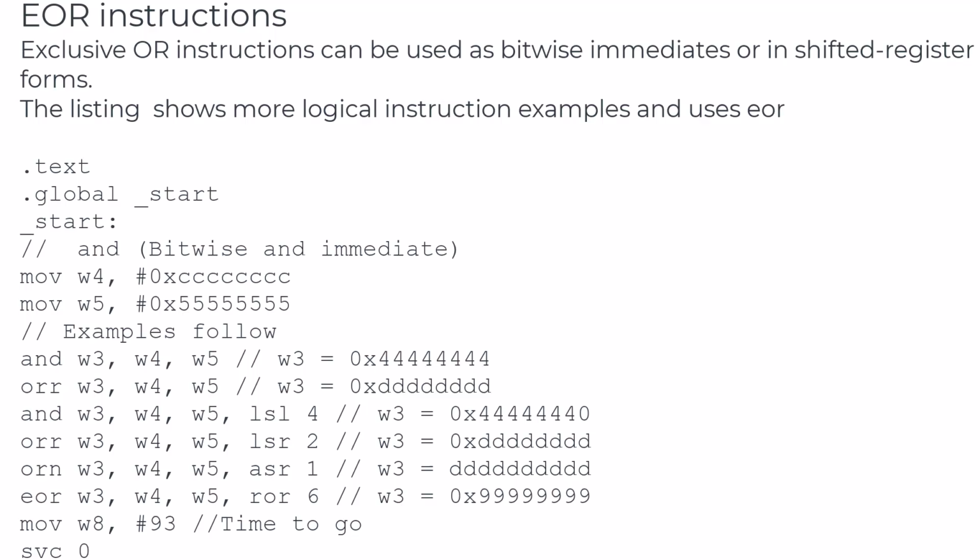The last logical instruction that we're going to discuss is exclusive OR. So again, nothing really new here. Exclusive OR instructions can be used as bitwise immediate or in shifted register forms. So we'll just wrap up with one more listing, and you can see that we've added in an exclusive OR instruction here. We've also included the rotate in it as well. The comments here show you the values, and if you want, you can assemble and run that, but we won't really dwell on that anymore.